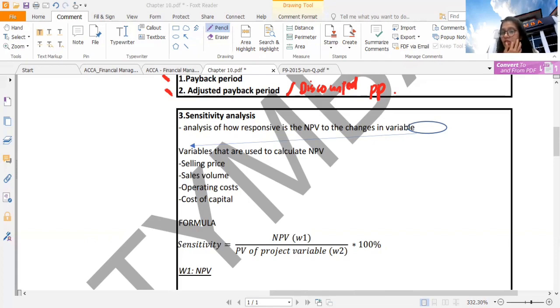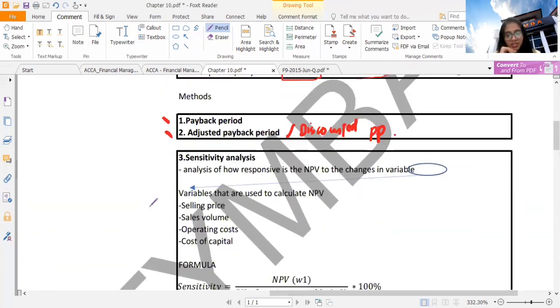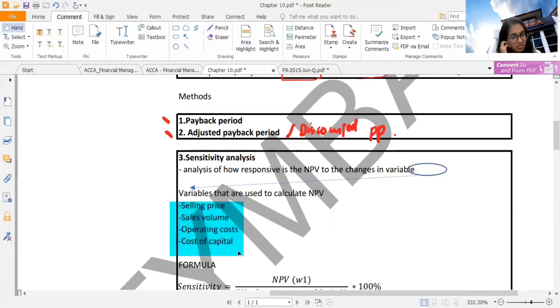So now I keep talking about variables that affect the NPV. So what are these variables that I'm talking about that may affect the NPV? So here I've already highlighted the variables: selling price, sales volume, operating cost, and also cost of capital. So these are the variables that will affect your NPV in such a way NPV may become negative.